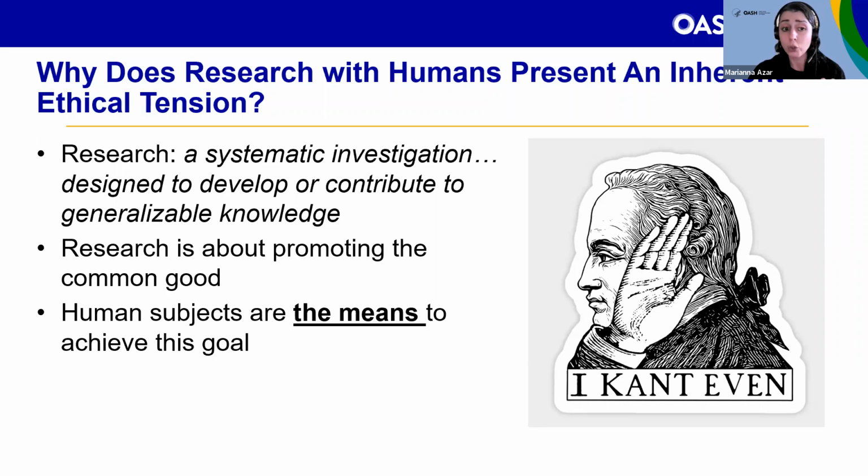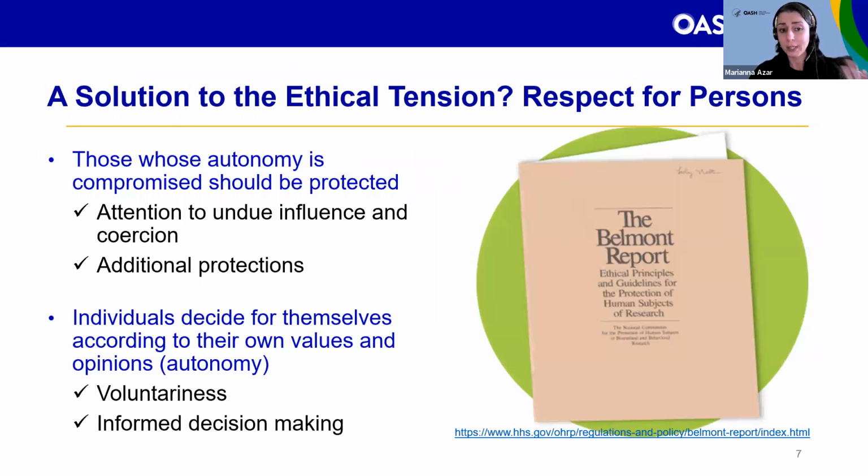Research also requires human subjects or living human beings, which means that in research, human beings are used as a means to achieve the goal of promoting the common good, which is in conflict with the imperative that we treat human beings as an end. So Kant would not be happy about this. So what's a solution to the ethical tension that's posed by research with human subjects?